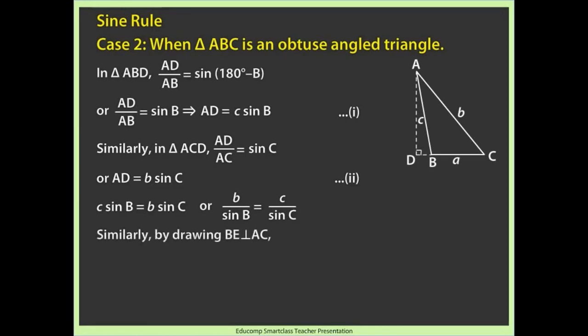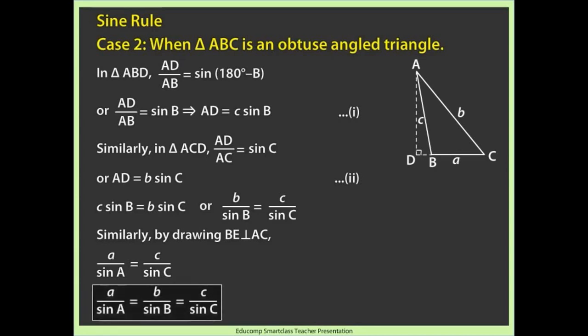Similarly, by drawing BE perpendicular to AC, we can show that a over sine A is equal to c over sine C. Hence, we have a over sine A is equal to b over sine B is equal to c over sine C.